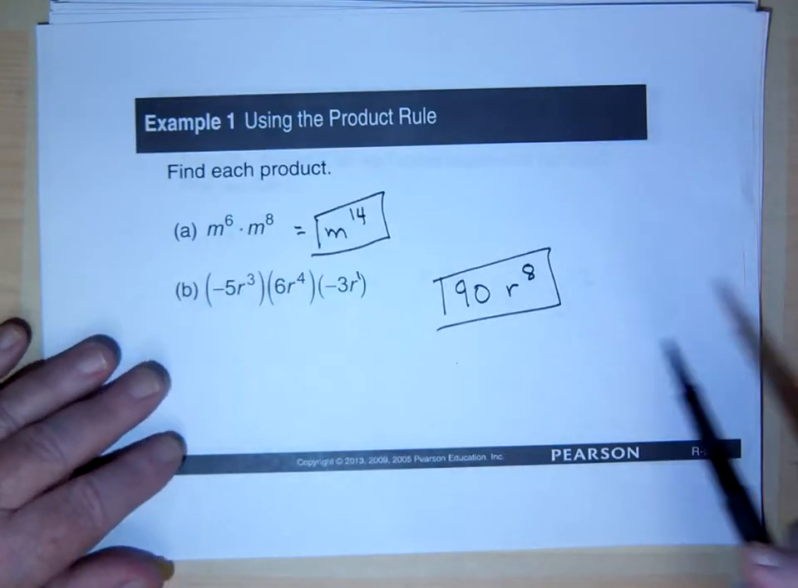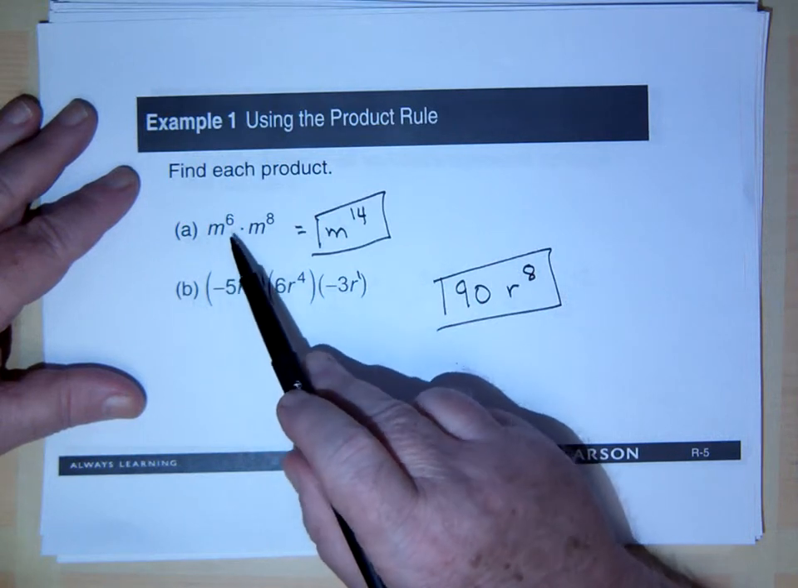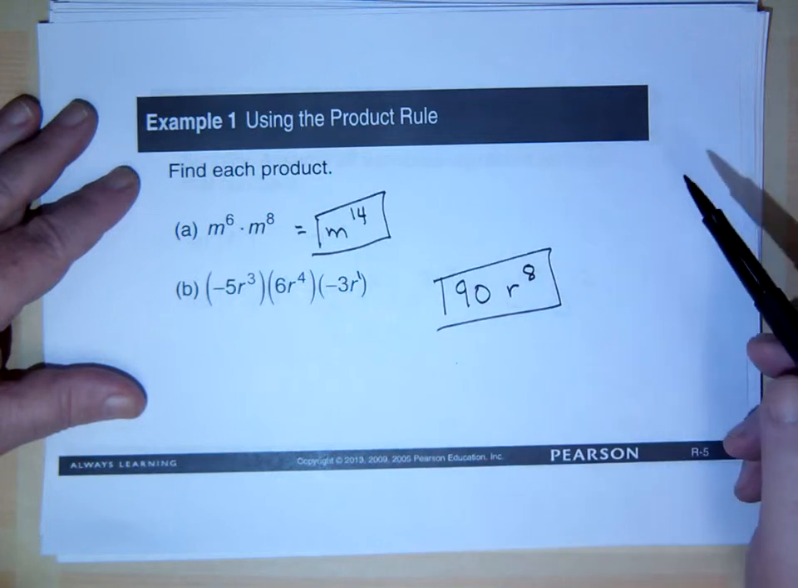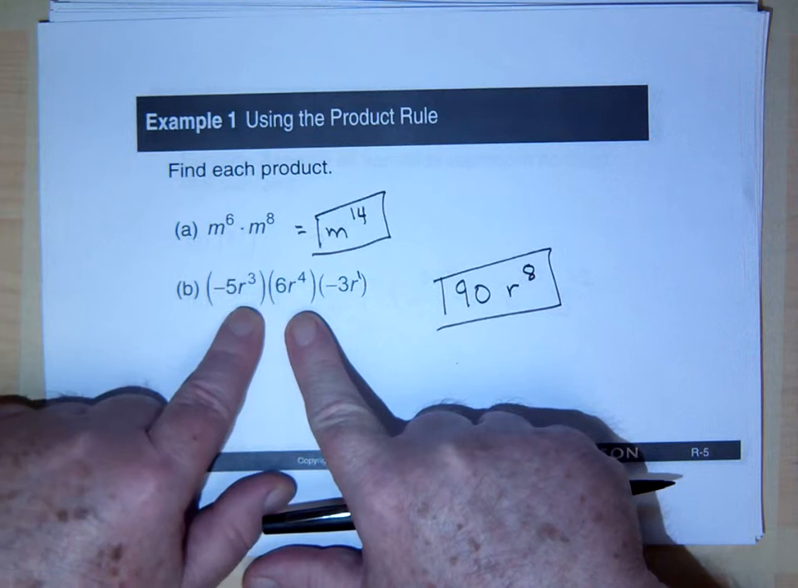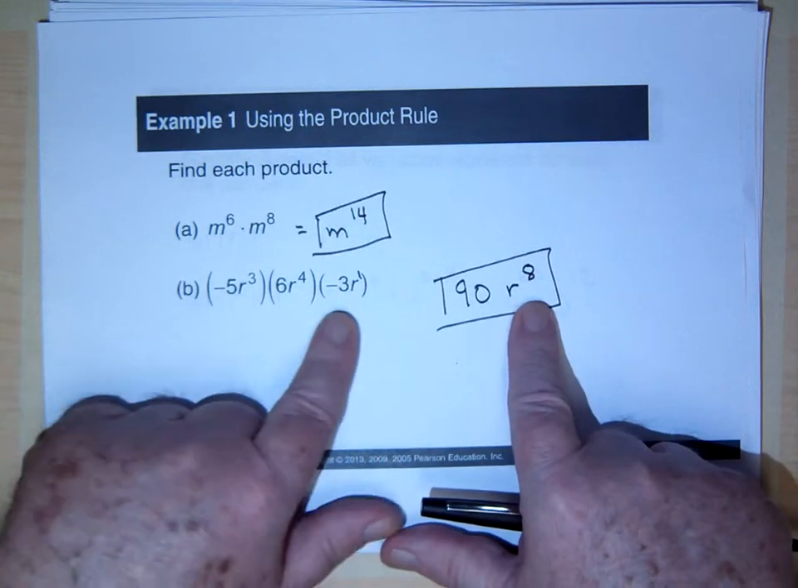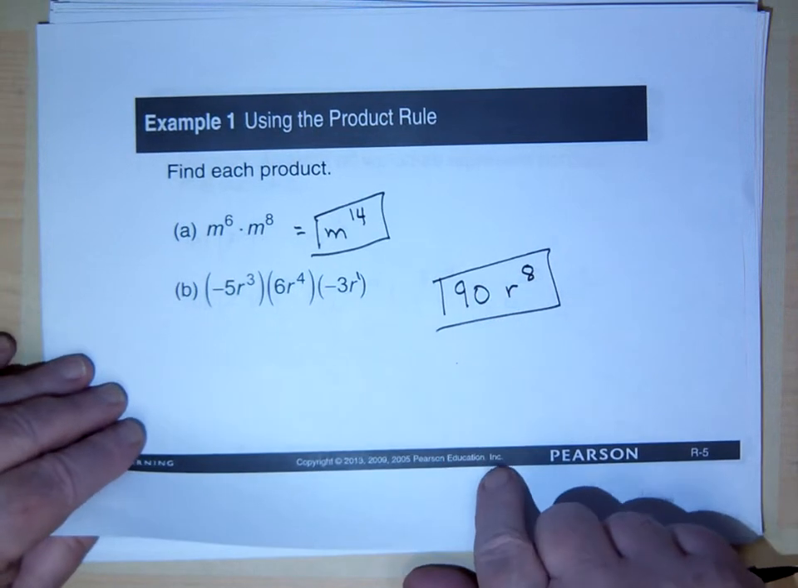Let's look at some examples. M to the 6th times m to the 8th. We're going to have the same base, so we can add the exponents. We get m to the 14th. Here, we're going to have r cubed, r to the 4th, times r to the 1. You add those numbers, you get r to the 8th. If you multiply all the coefficients together, you will get a positive 90.